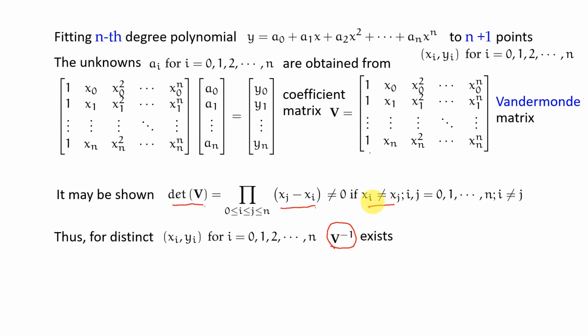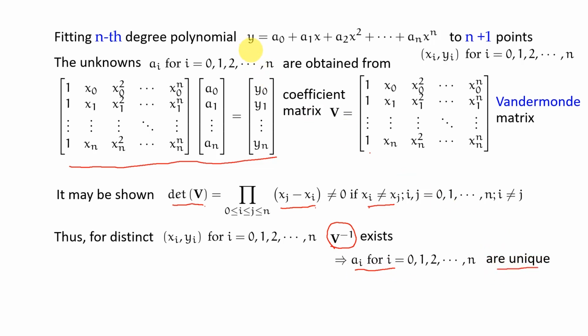If V inverse exists, then we can solve this problem of finding the column vector a0, a1, an by writing this column vector equals V inverse multiplied by the column vector y0, y1, etc. Since V inverse exists, we have a unique solution for a0, a1, a2, etc. So the ai will be unique. Now for this nth degree polynomial y equal to a0 plus a1 x plus a2 x square up to an x^n, if all these a's are unique, we can say that the polynomial is unique.